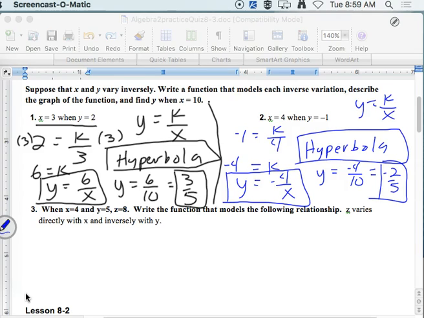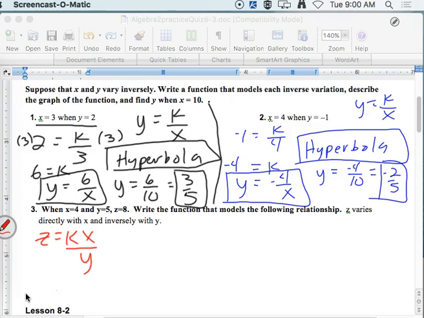So number 3 says, when x equals 4, and y equals 5, and z equals 8. Oh my goodness, that's a lot of variables. Write the function that models the following relationship. Z varies directly with x. Okay, z varies. What does directly mean? Is that multiply or divide? Multiply. And inversely with y, what's inversely? Division, the only one where we divide.